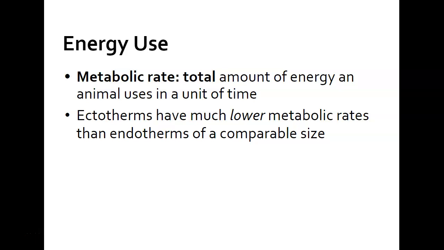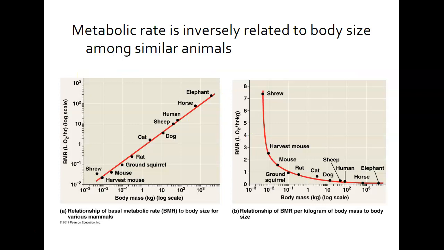ectotherms, because they don't have to regulate their internal temperature, are really much lower in terms of energy usage per unit time, compared to an endotherm of the same size that would have to expend more energy over a unit time in order to maintain that internal temperature. Long story short, it's much more energy cost related to being an endotherm than an ectotherm. And this graph, or these graphs, really show that.